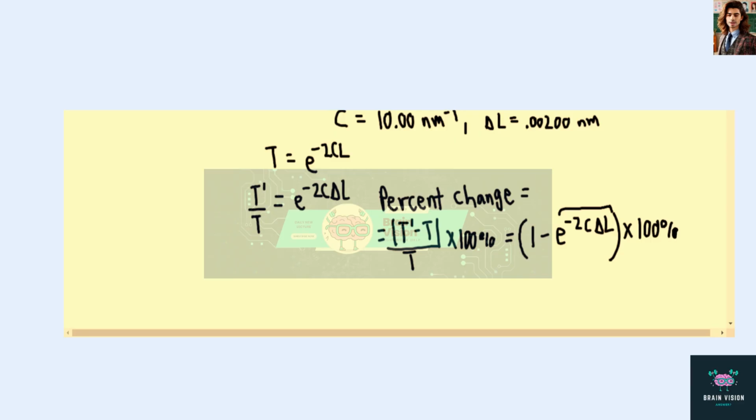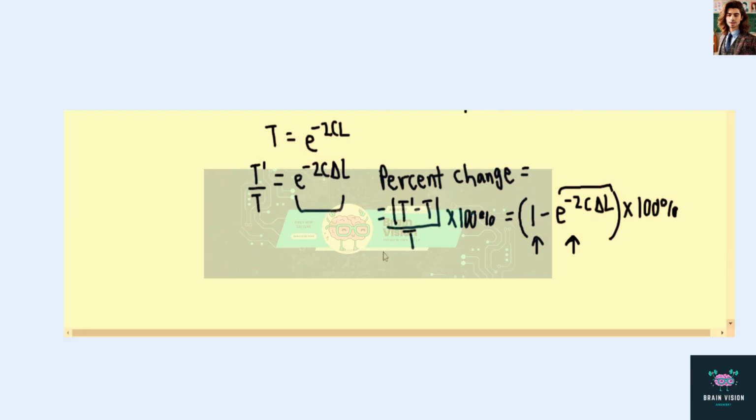What I've done is, with the absolute value, one of these quantities, namely T divided by T, is going to be 1. So that is this term. And the other, T prime over T, is equal to e to the minus 2c delta L. So that's this other term. So we established this formula. And now if we plug in our numbers, we can get a numerical result.